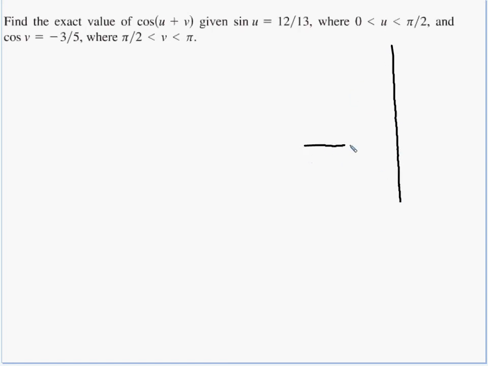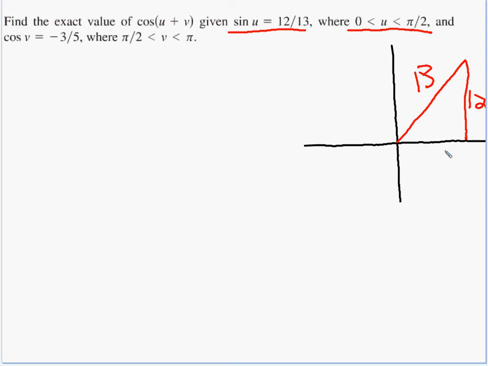Okay, I'm going to draw a little Cartesian plane here. I'll do red for u again. Angle u is between 0 and 0.5 pi, so that is in the first quadrant. Going to go out into the first quadrant, back to the x-axis. Sine is opposite over hypotenuse. Opposite is 12, hypotenuse is 13. The missing side is 5. It'll be positive because we're in quad 1.